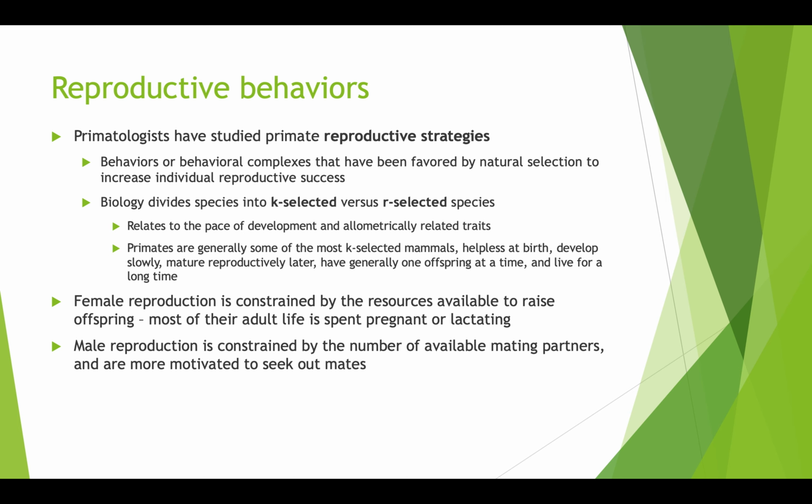In contrast, we have the K-selected species. These are typically slow-living species. They've got long periods of gestation. They've got slow paces of development. They're pretty helpless at birth. They mature reproductively later. They generally have one offspring at a time. They've got a long period of time between interbirth intervals. They nurse for a long time. They also live for a long time. And so primates as a whole have pretty slow life histories.